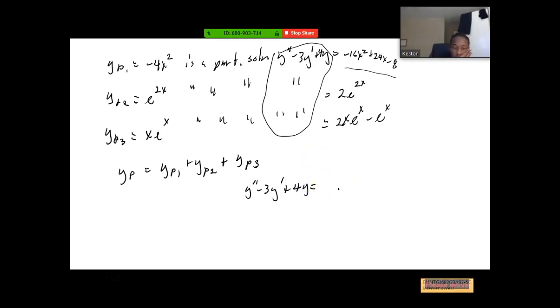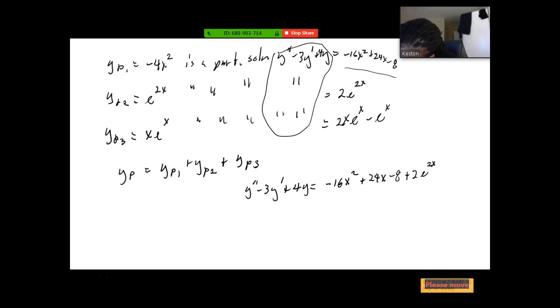Now, I'm going to put them in parentheses. No, they don't, so I won't. Minus 16x squared. There is a minus on there. I said it, but it wouldn't write. Plus 24x minus 8 plus 2e to the 2x plus 2x e to the x minus e to the x.